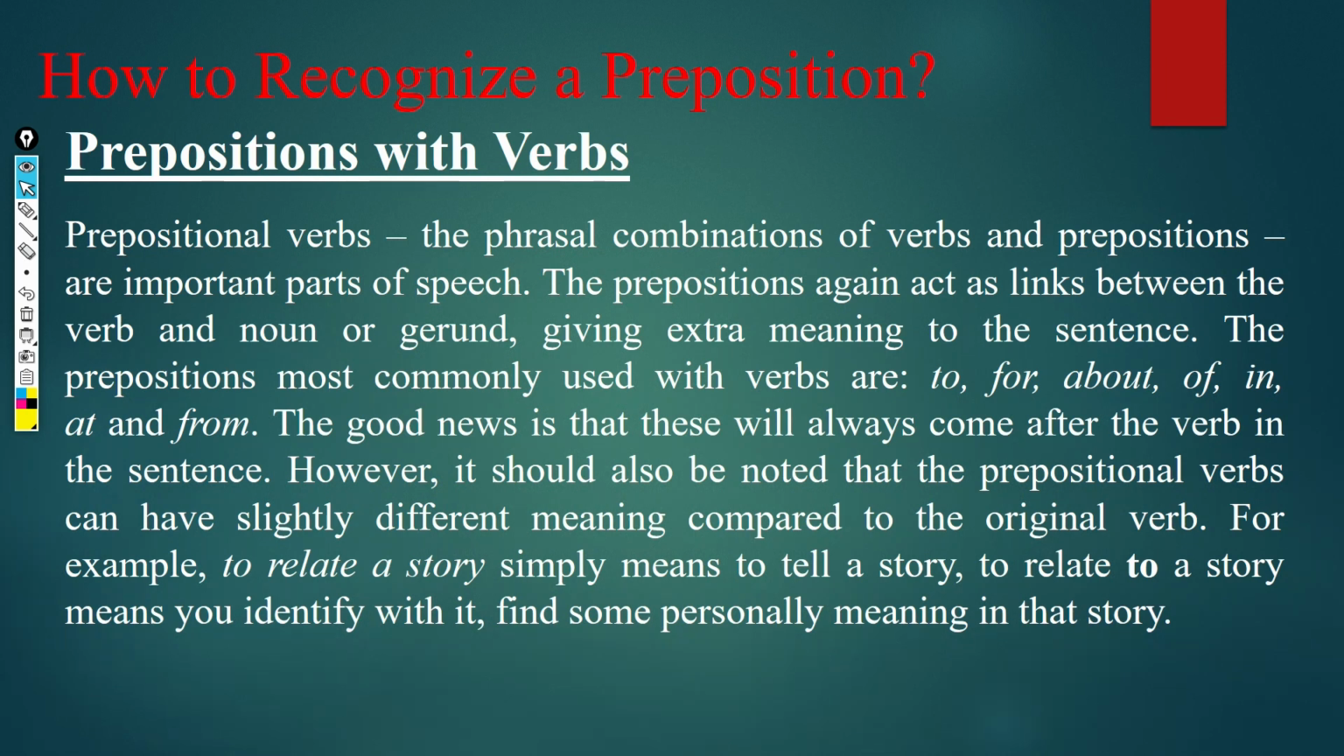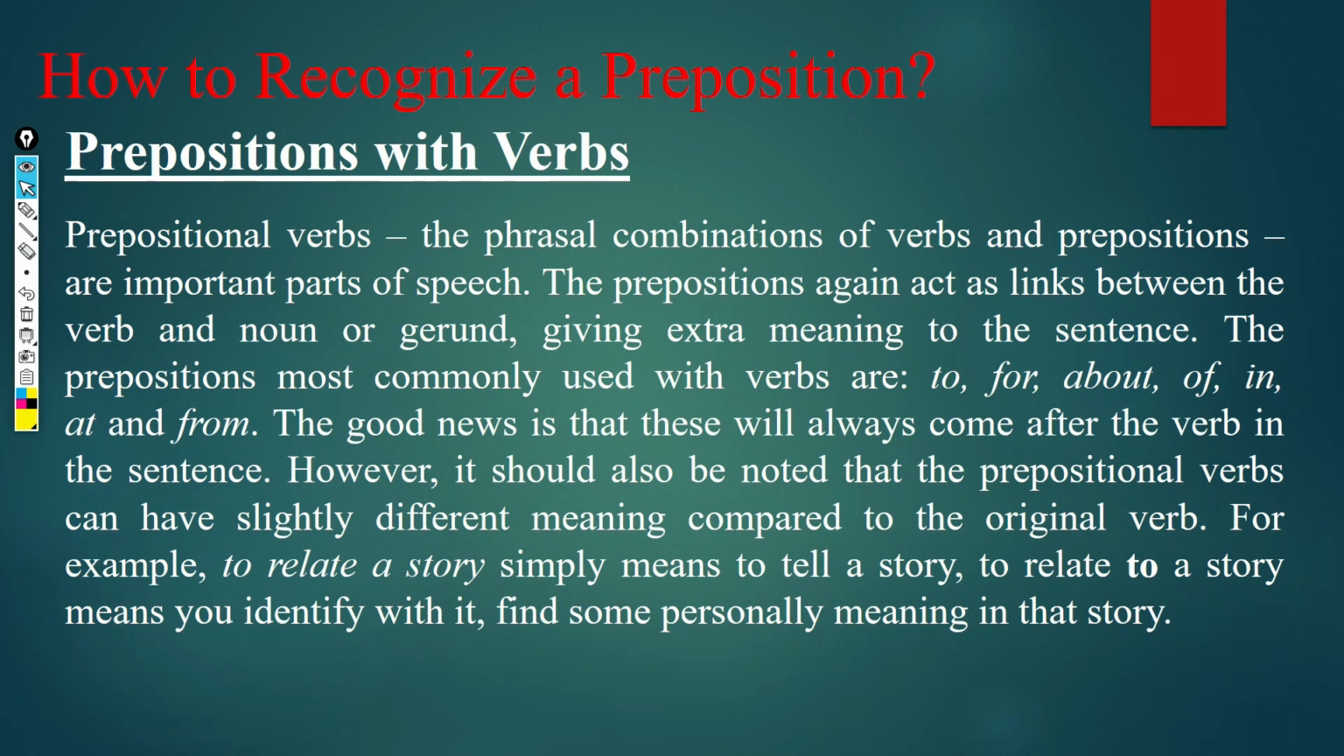Firstly, the prepositions most commonly used with verbs, what are they? They are to, for, about, of, in, at and from. Okay? The important thing is that these will always come after the verb in the sentence. However, it should be noted that prepositional verbs can have slightly different meanings in comparison to the original verb. For example, to relate a story simply means to tell a story. To relate to a story means that you identify with the story and find some personal meaning related to that particular story.